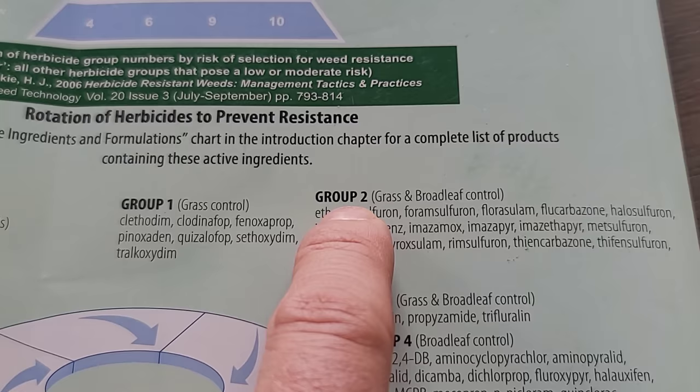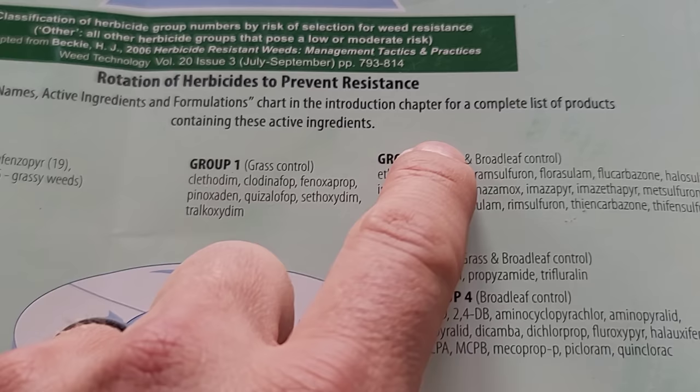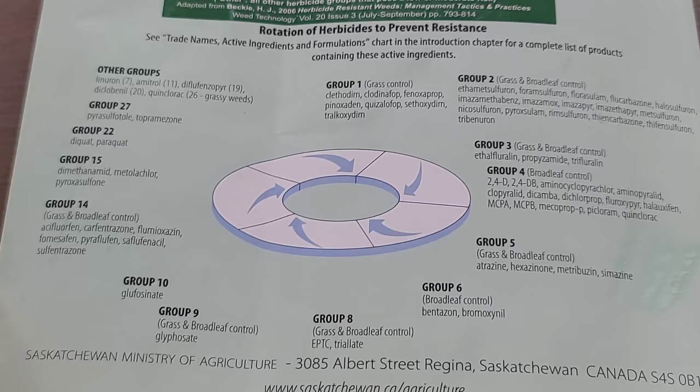Because if you're going to come back in with a grassy for your wild oats in, say, your lentils or something, guarantee you it's going to be a 1, right? It's definitely going to be a 1. So I would be trying to use 2 when you're in cereals and so on and so forth. So you just got to know your groups. You need to know your chemicals and you need to rotate those things so that you can use them wisely and hopefully use them for the long term.